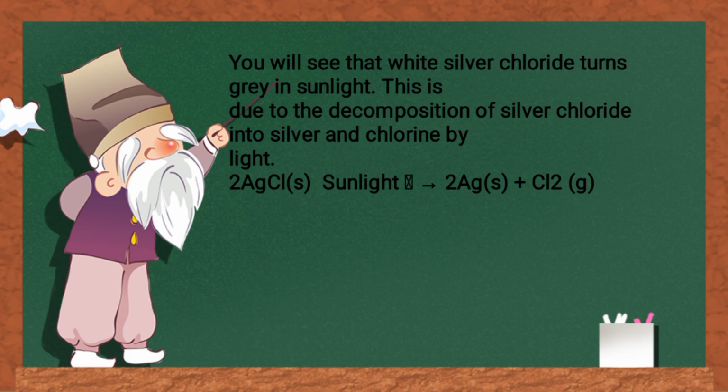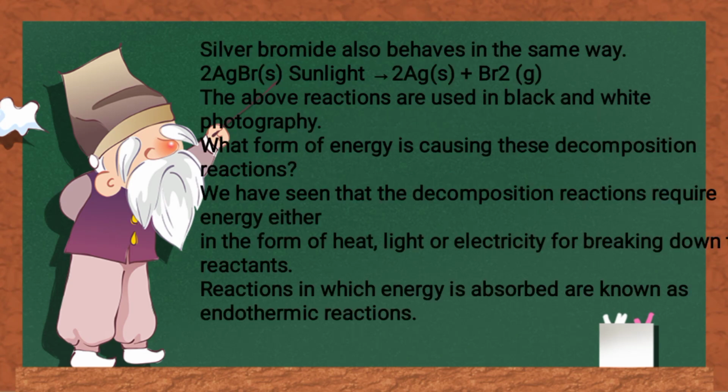So here one reactant and 2 products are formed. That is an example of a decomposition reaction. Silver bromide also behaves in the same way. Whenever silver bromide is kept in the sunlight, it will form silver plus bromine. The above reactions are used in black and white photography. So this silver bromide reaction and the silver chloride reaction are used in photography.